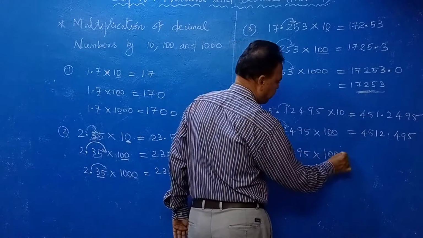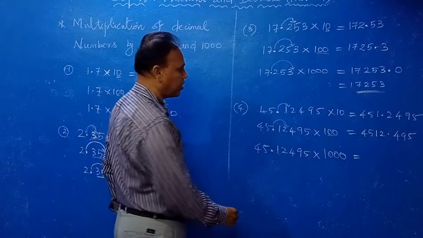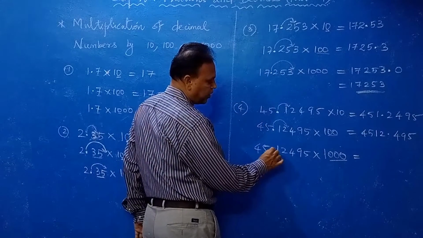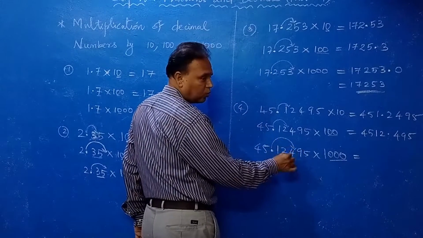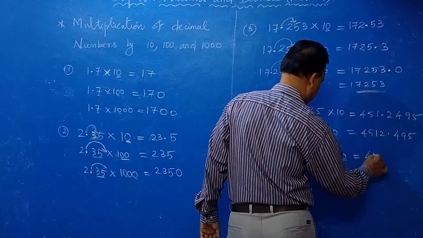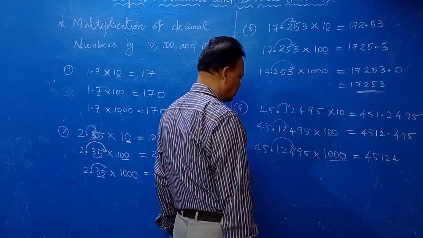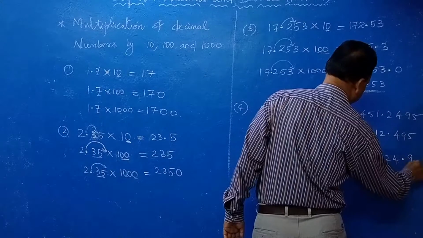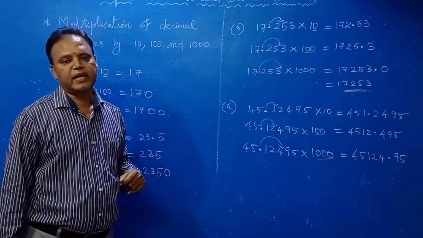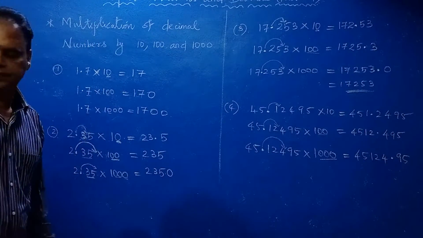Into 1000. So 1000 means 1 followed by 3 0, so you have to move this decimal point right by 3 digits. That means 45,124.95. Clear? So like this, easily you can multiply decimals by 10, 100 and 1000. Very important. Clear?